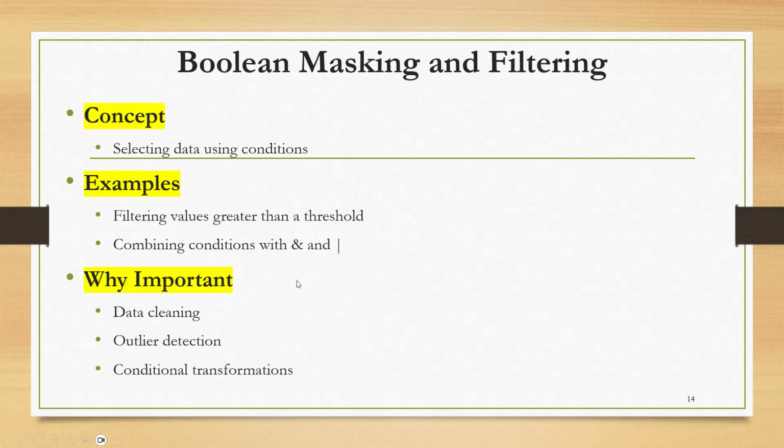Then in terms of Boolean masking and also filtering, the concept, as we said here, is selecting data based on a condition. For example, I have an array and I want to replace all the values that are greater than 5 with a different value. I can do the concept. That's what we mean by masking concept. Again, we'll see that in a few.